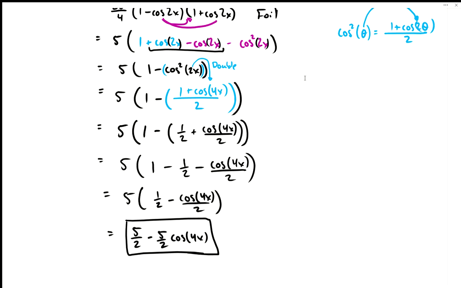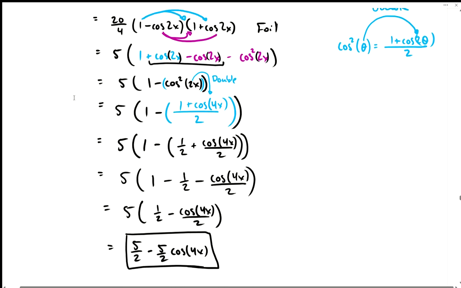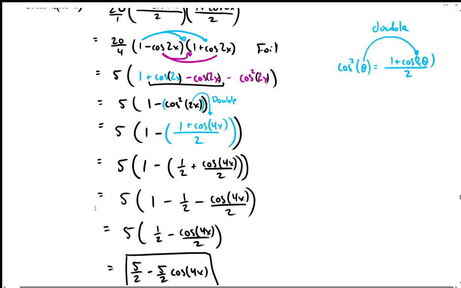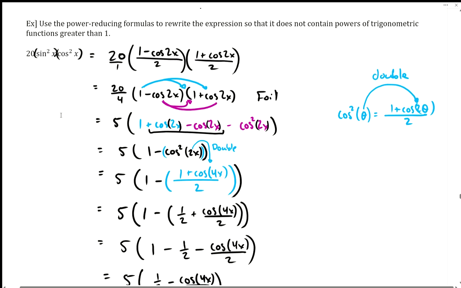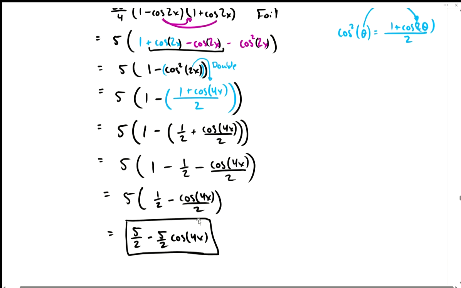So that's rewriting it. So now it no longer has any powers higher than 1. It is a stranger angle though, 4x. Okay, so we start with x's, now we have 4x, but at least there's no powers on it. So often, especially in calculus, sometimes powers on trig functions are problematic, but this usually has no issue with it. Okay, so that's using the lowering power formula.